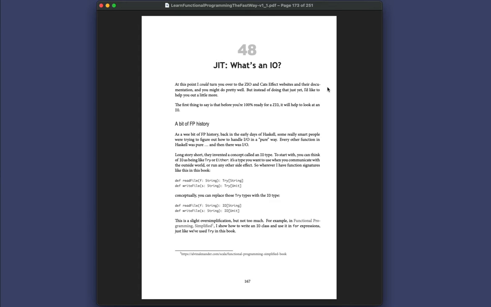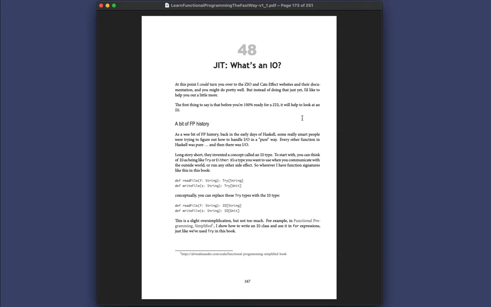So now we're in chapter 48 of my book, and as I mentioned earlier, the book has 51 lessons, and this video is going to have about 51 lessons also. So that gives you a really good idea that we're pretty much finished, and as I note right here, I could right now turn you over to the Zio and Cats Effect websites and their documentation, and I think you'd actually do pretty well.